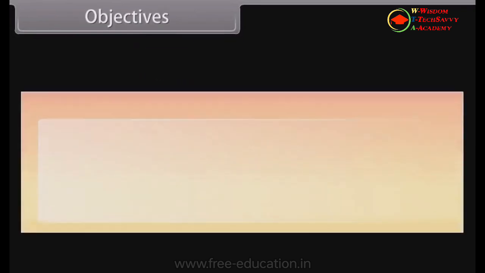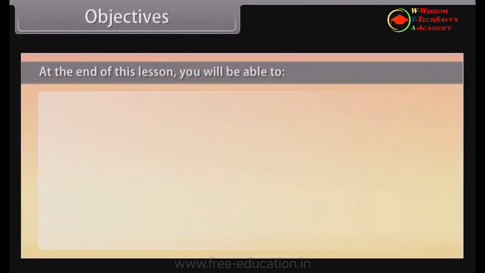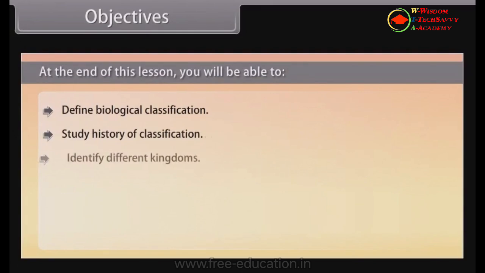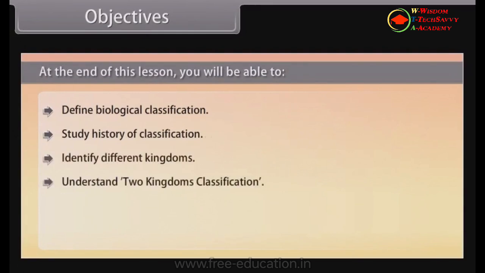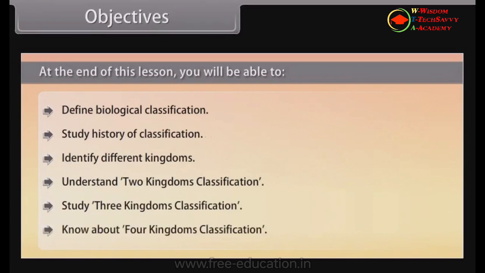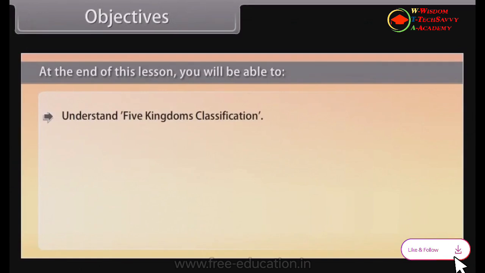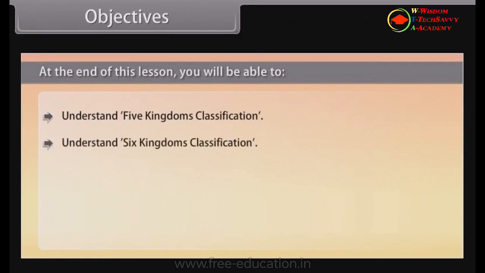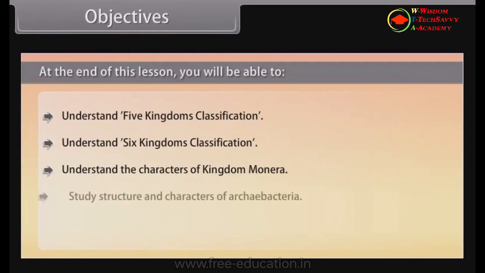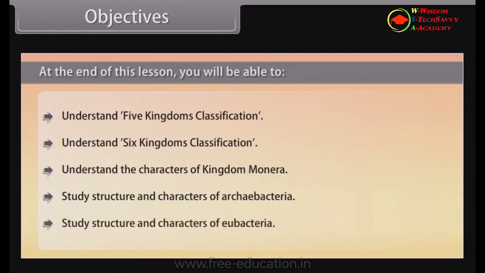Objectives. At the end of this lesson, you'll be able to define biological classification, study history of classification, identify different kingdoms, understand two kingdoms classification, study three kingdoms classification, know about four kingdoms classification, understand five kingdoms classification, understand six kingdoms classification, understand the characters of kingdom Monera, study structure and characters of Archaebacteria, study structure and characters of Eubacteria.